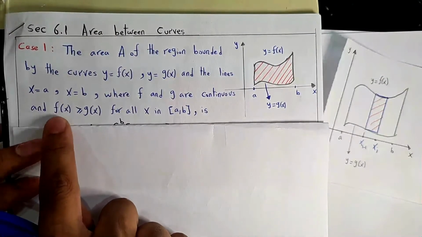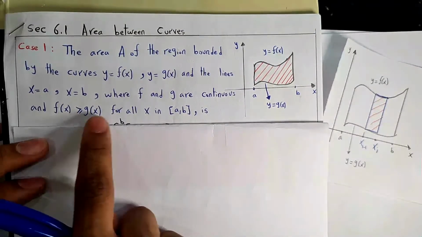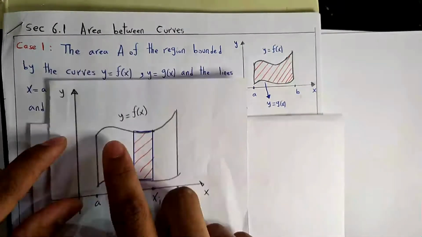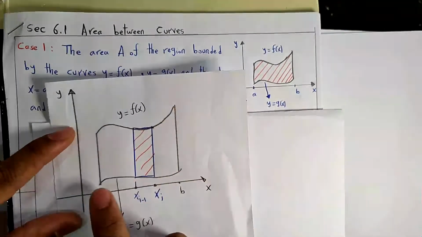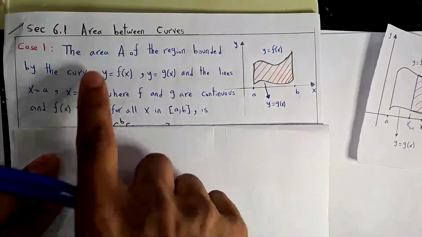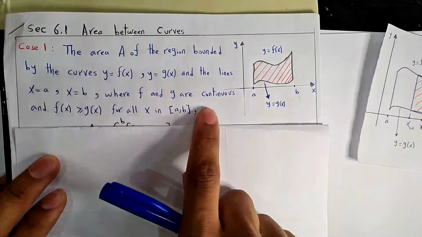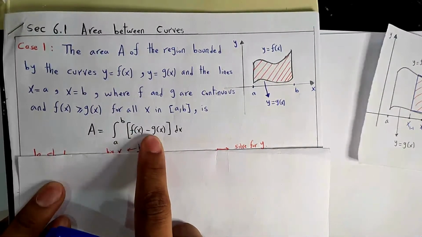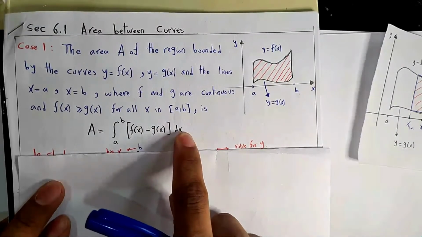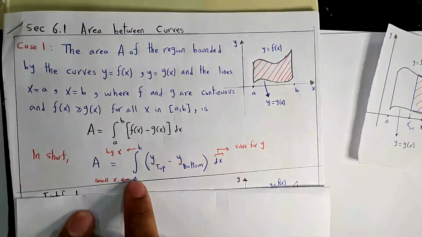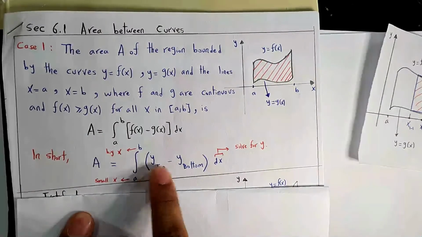He said also, and f of x greater than or equal to g of x for all x in [a, b]. We can see it clearly here. This is f of x, always greater than the lower function g of x. He said the area A is equal to the integral from a to b, f of x minus g of x dx. Good? This is the rule here. And in short, he said it is the integral from a to b, y top minus y bottom.